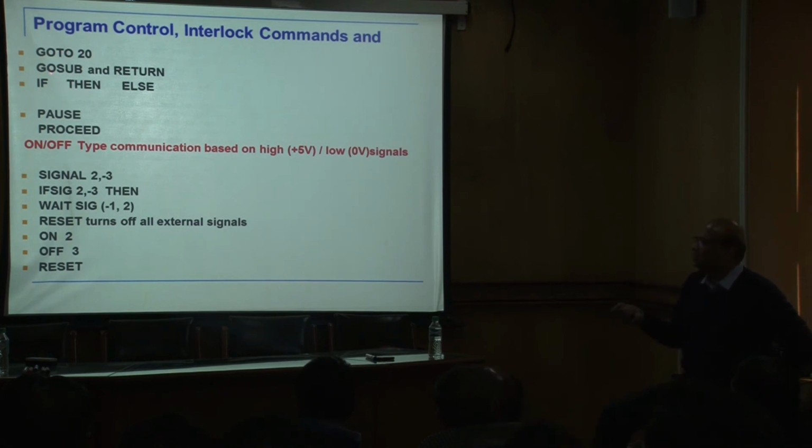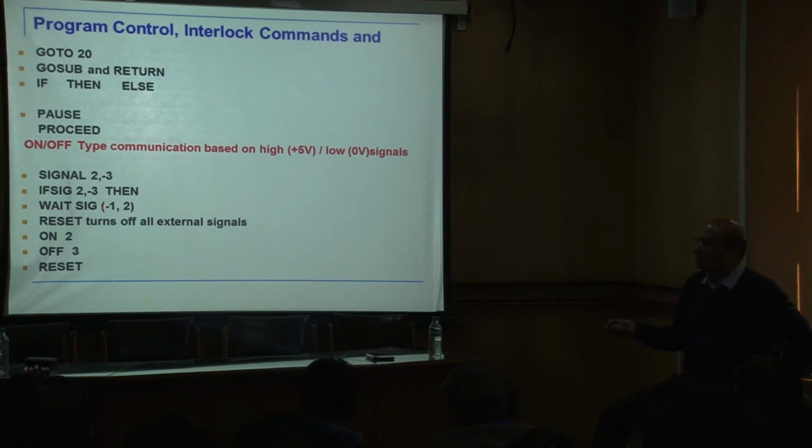Then go sub is go to a subroutine. After the subroutine is executed, return. Then if then else statement. Then pause, proceed. So we can use a statement like this: if signal is 2 and minus 3, then do something, else wait. So this means if the signal on channel number 2 is plus and channel number 3 is minus, then you execute, say, pickup object. Else, you wait.